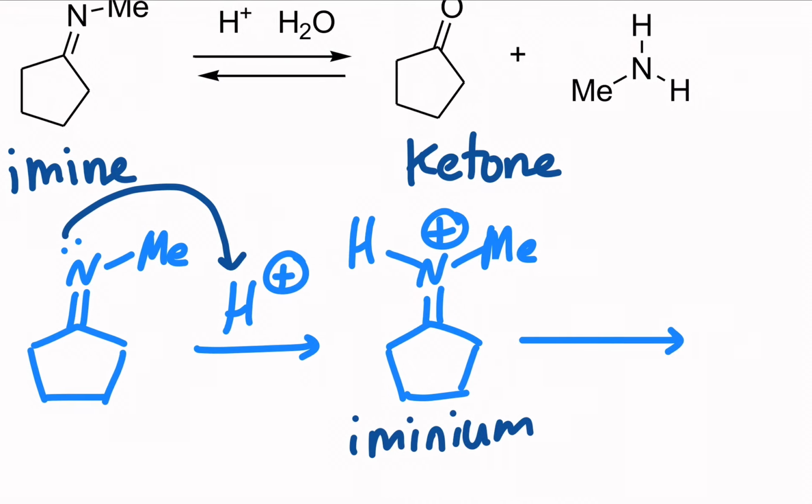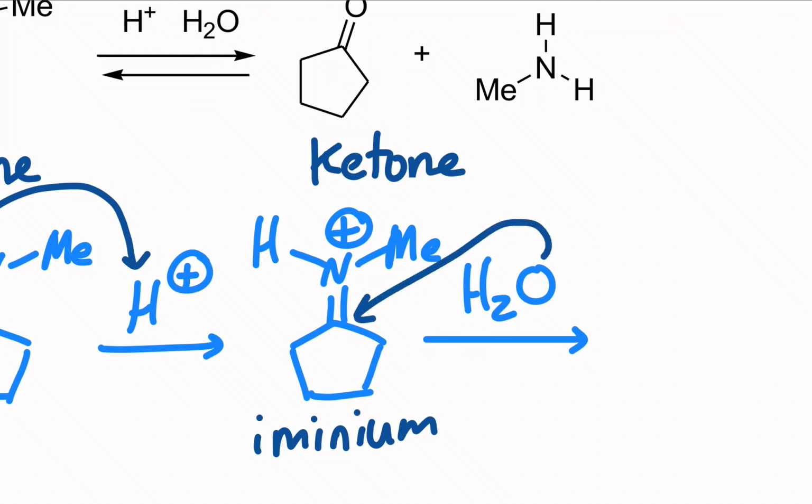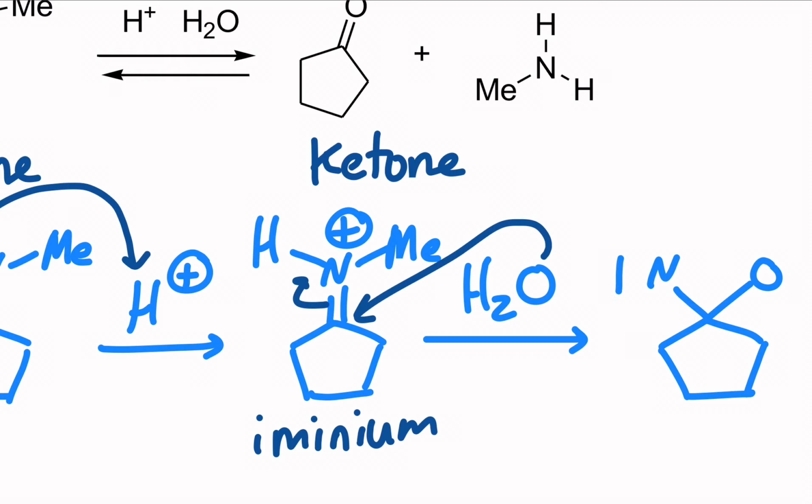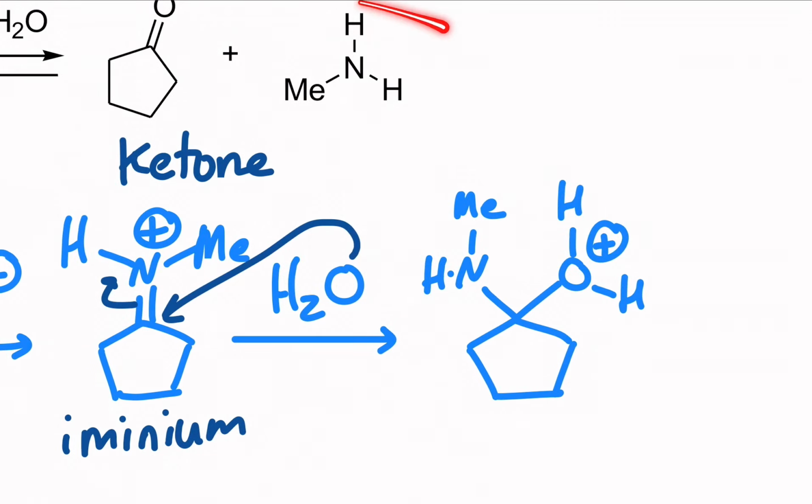Then we need to make a carbon-oxygen bond. It's sort of the reverse of what we have at the very top of today's lesson. That oxygen is going to come from water. Water will attack the iminium, send the pi bond up to the nitrogen. You get a new carbon-oxygen bond. Your nitrogen no longer has a plus charge on it. Your plus charge is now on the oxygen. We need to lose a methylamine in this case.